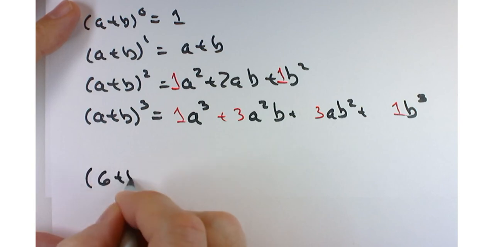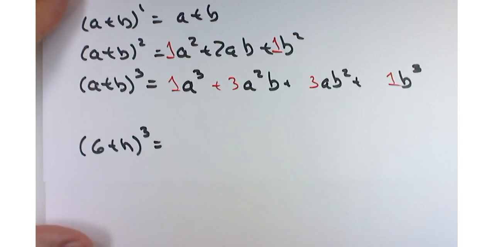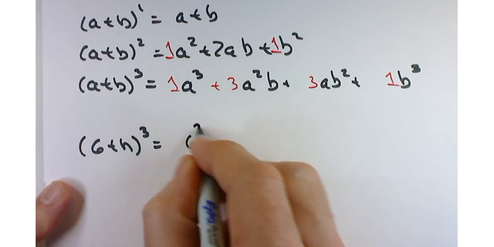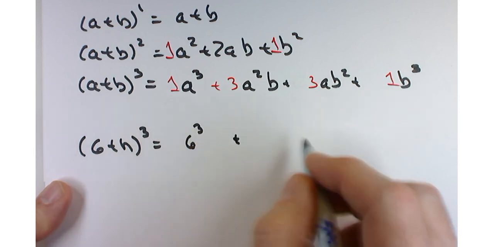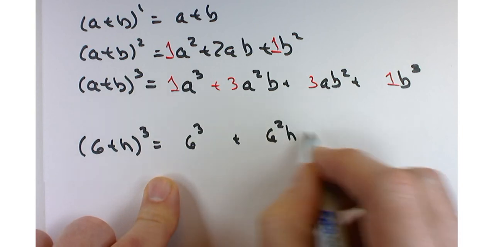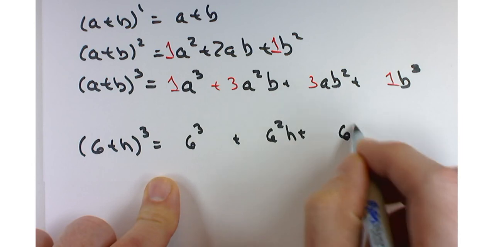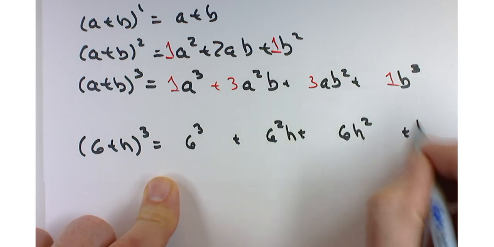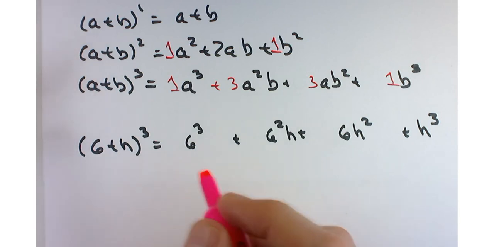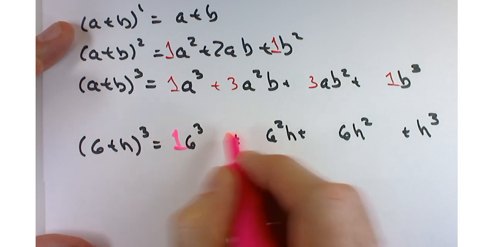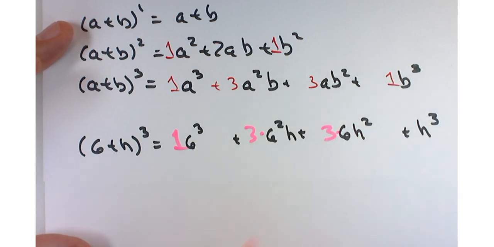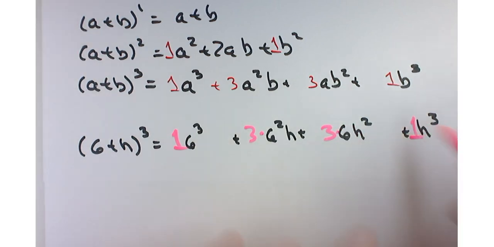It's going to be (6 + h)³. In this case, my a is 6. So it's going to be 6³ plus, and leave a little space here, then it's going to be 6² times h plus 6 times h² plus h³. Now let's not forget our coefficients from Pascal's triangle. So it's going to be 1, 3, 3, and 1, which I'm not going to write. Well, I'll write them there.